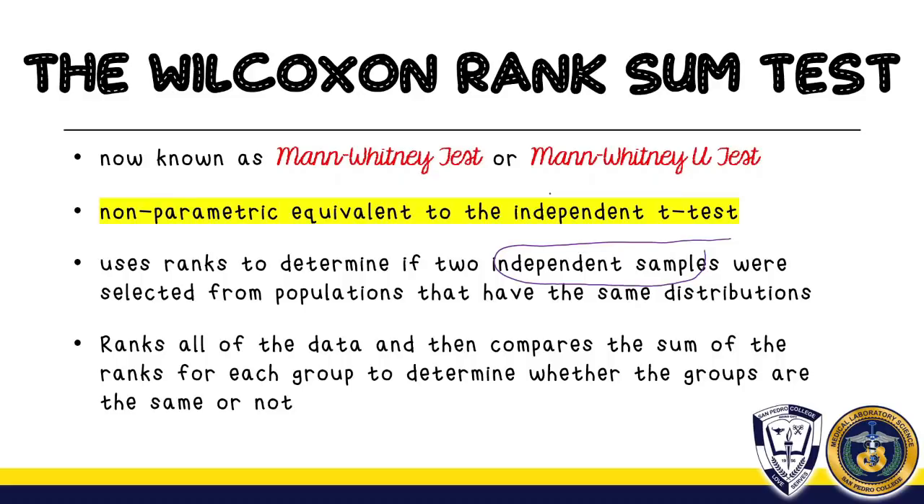It uses ranks to determine if two independent samples were selected from populations that have the same distributions. So what we usually do here in your Wilcoxon rank sum or your Mann-Whitney test is rank all of your data and then compare the sum of the ranks for each group to determine whether the groups are the same or not.